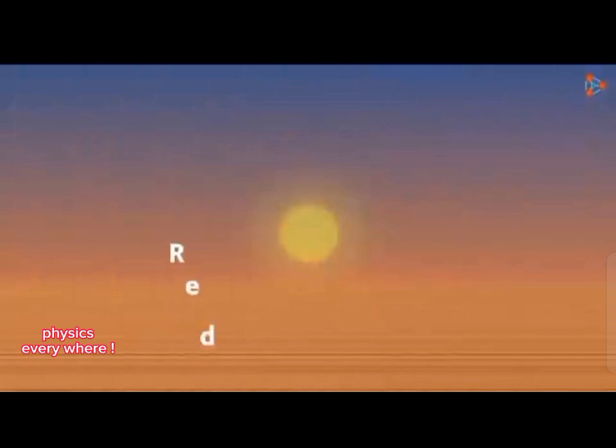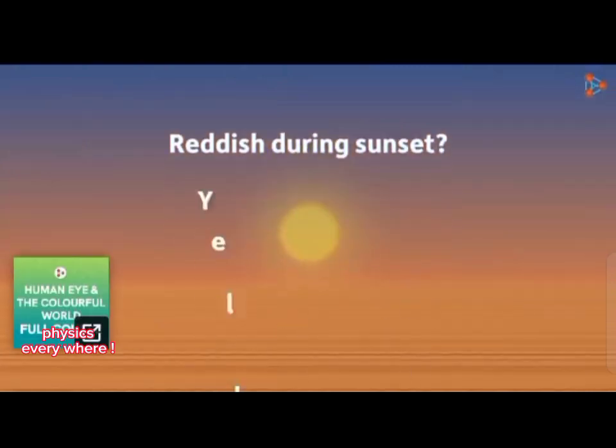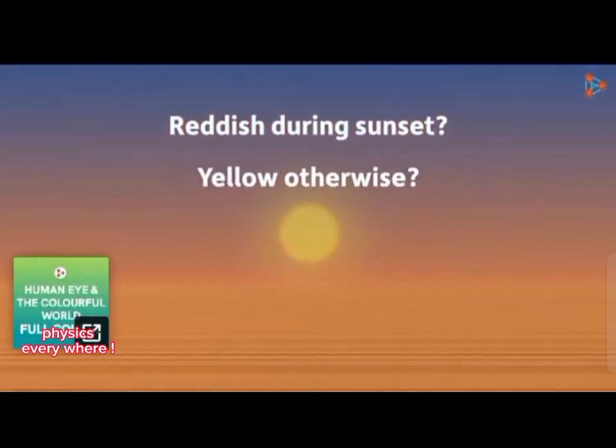This is the last question that we need to answer: why does the sun appear reddish during the sunsets or otherwise yellow? We will see that in the next video.